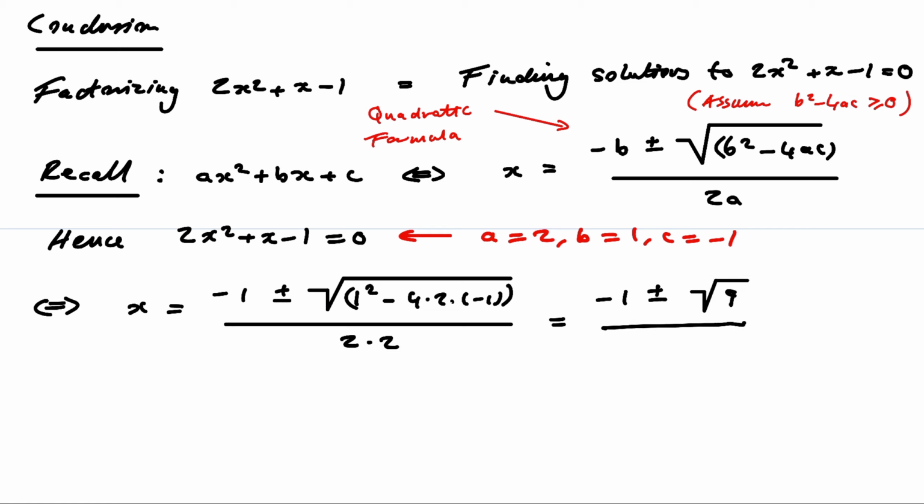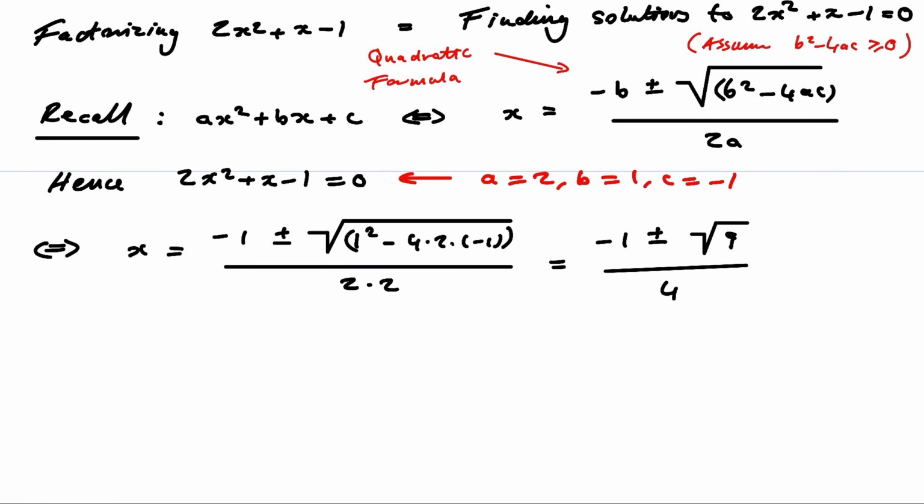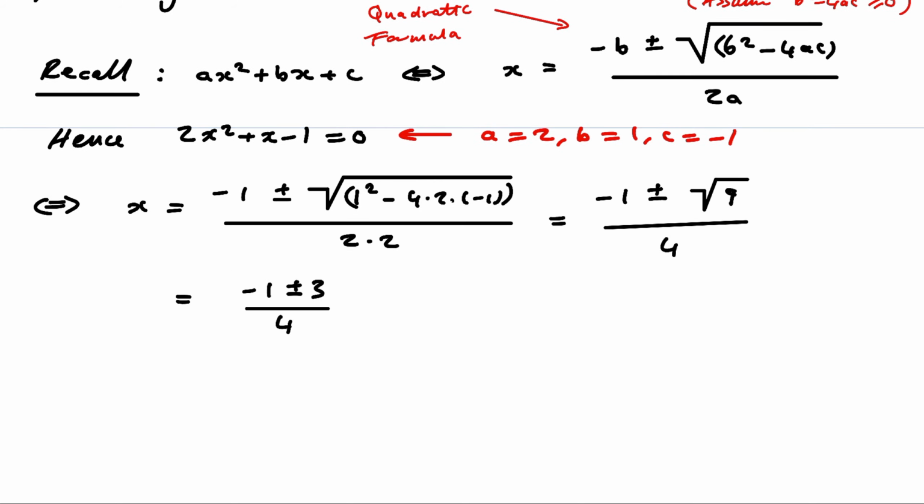All divided by 4. Thankfully, the square root of 9 is 3. So this is if and only if x is equal to minus 1 plus or minus 3, divided by 4. Okay, so what's this? We've got two options now. X is equal to, well, if it's plus 3, it would be 2 over 4, which is a half. If it's minus 3, it would be minus 1 minus 3, minus 4, divided by 4, or minus 1.